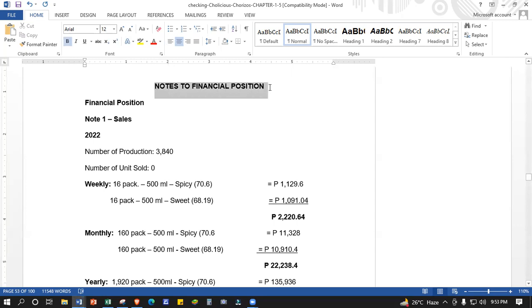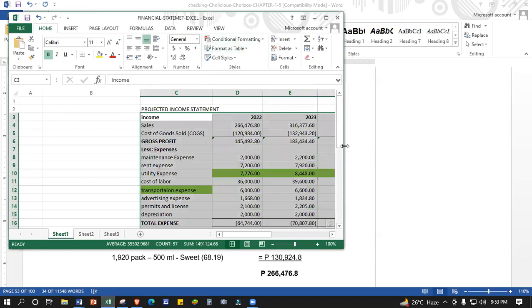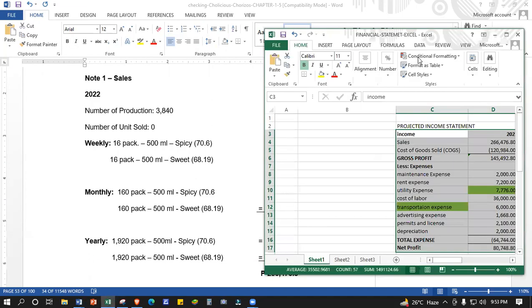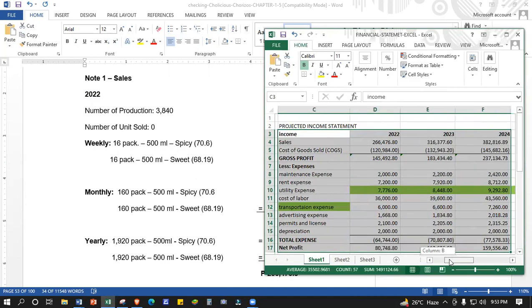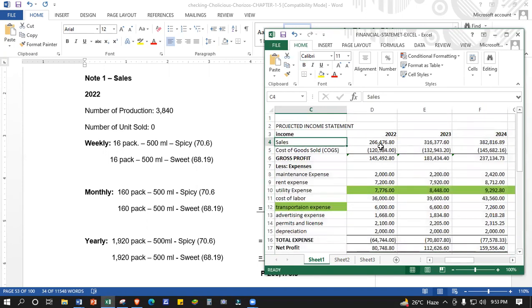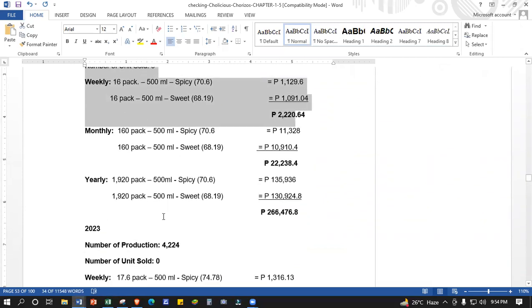What you have to check in the notes to financial statement is that all of your figures actually match the ones present in your income statement and the other financial statements. For example, in the income statement, as per my advisee, sales in 2022 is 266,476. So, let's check the computation. Ayan, 266,476. That's actually correct. And please, 2 decimal places dapat.